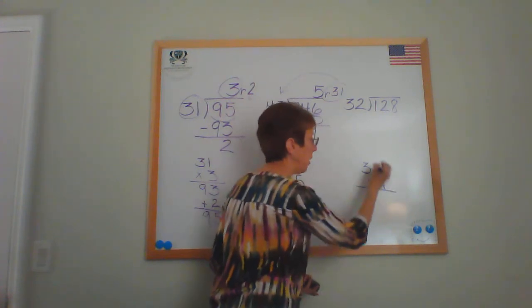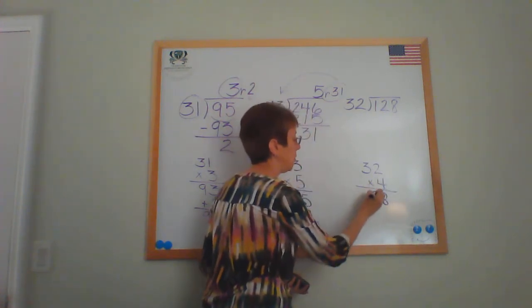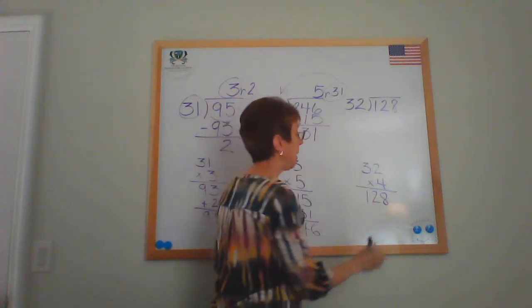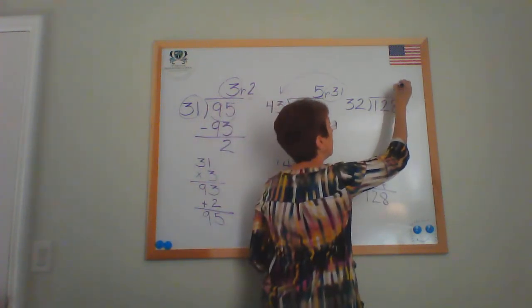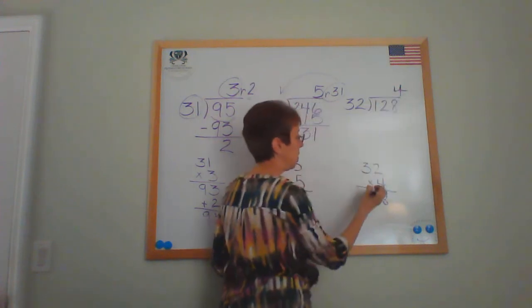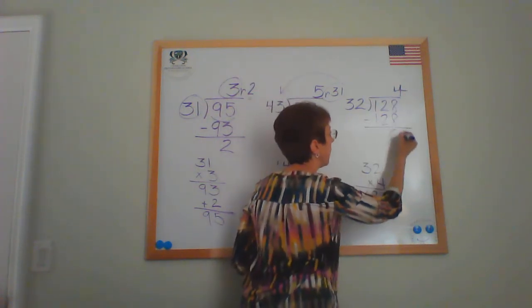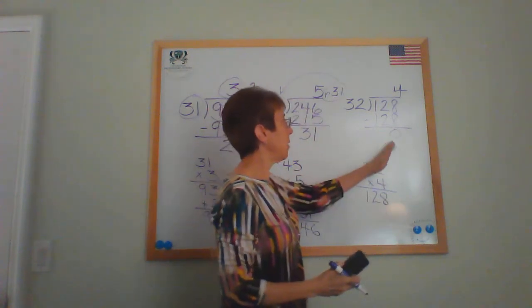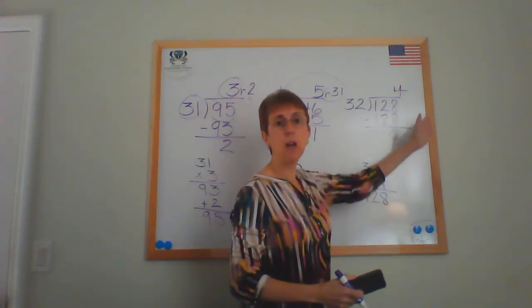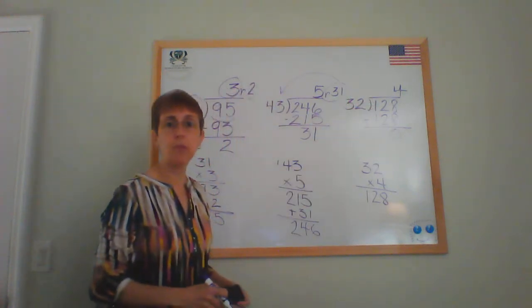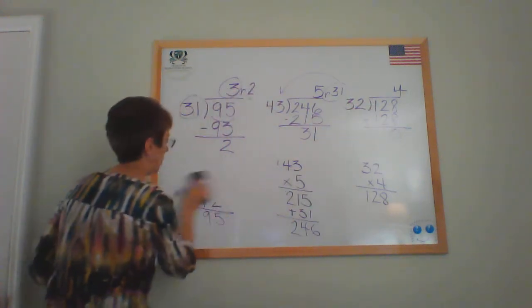32 times 4. 4 times 2 is 8. 4 times 3 is 12. 128. Oh, look at that. Okay, it goes evenly. So 4 times 32 equals 128. Okay, 0 is an answer. There are no other digits to bring down. You don't bring up 0. It just means it went evenly. Okay. All right, let's do a few more.